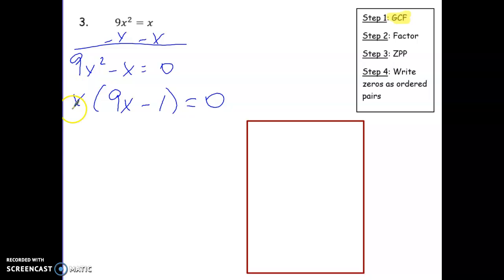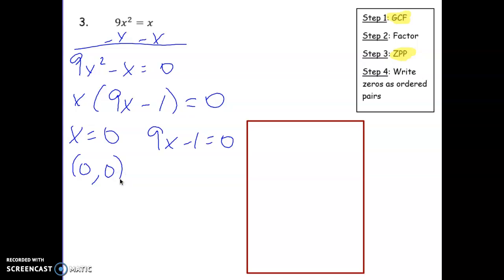That can't go anywhere. All right, now look, this one is linear. This one has an x to the first. This factor does. This one is x to the first. This factor is also linear. So I don't have anything left that I can factor any further. I've gone as far as I need to, and now I can use my zero product property, and I can set each of those equal to 0 separately. X equals 0, 9x minus 1 equals 0. Well, x equals 0 is already solved. There's nothing left to do there. I already have x by itself. So I'm going to write my ordered pair as 0 comma 0.